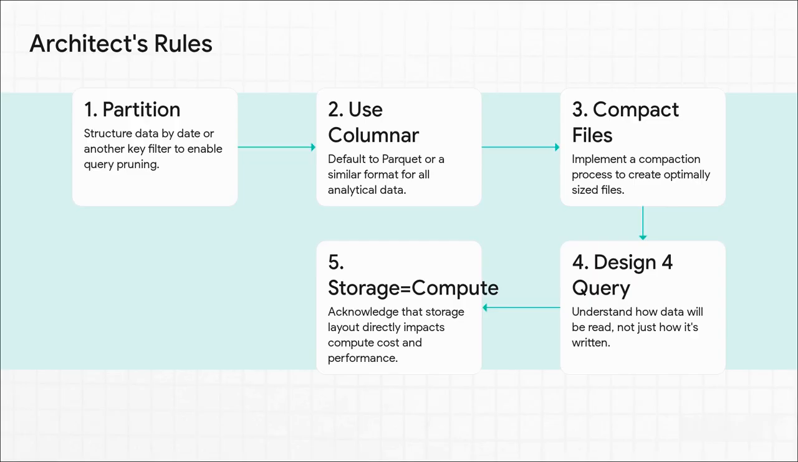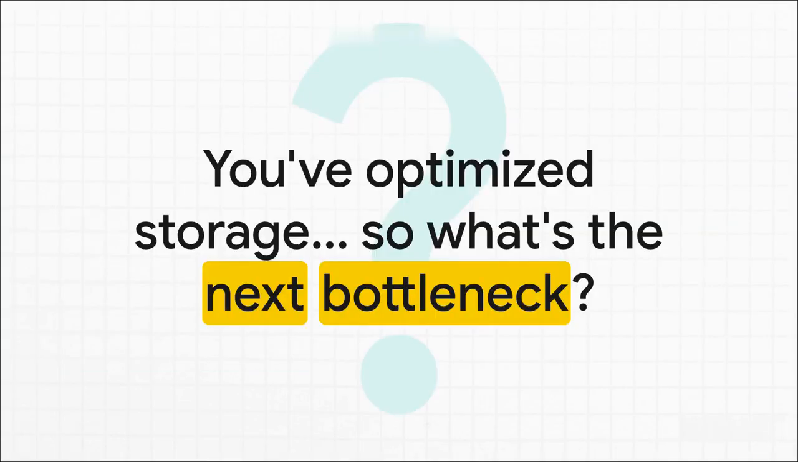Remember that your storage layout is your compute performance. They are not separate things. They are 2 sides of the very same coin. Look, making these changes will fundamentally improve your pipeline's performance, and it will slash your costs. You'll be a hero. But great engineering is a process of continuous improvement. So once you fix your storage and it's no longer the problem, the real question becomes, what's the next bottleneck you're going to hunt down and optimize?